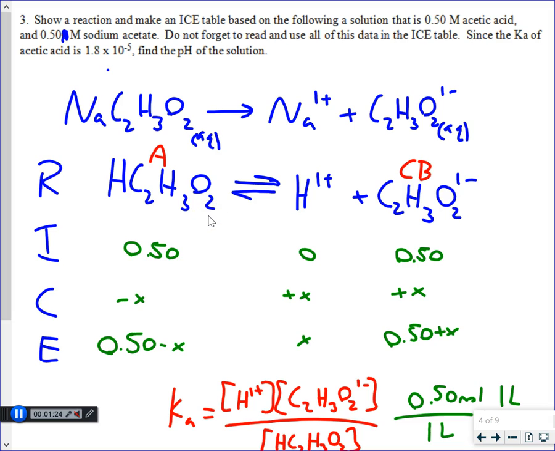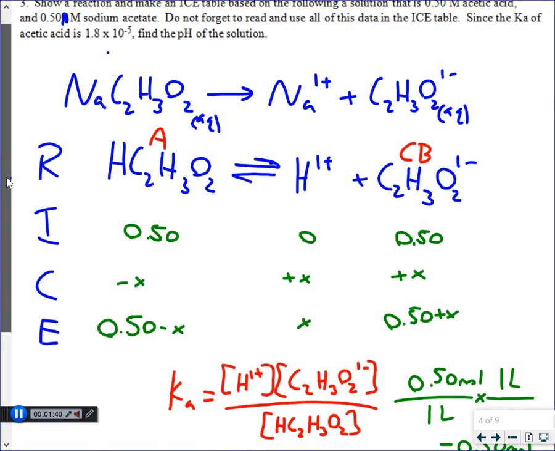The acetate is the conjugate base of the weak acetic acid that's also in solution. So, to figure out if we have a buffer, we have to have some concentration of the weak acid, and some concentration of the conjugate base, and that's what gives us a buffer. In number 3, it's asking us to find the pH.